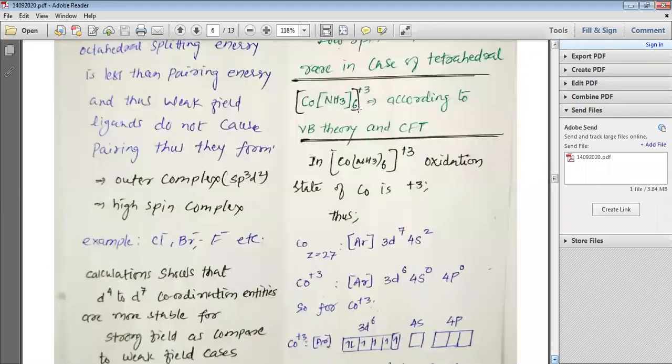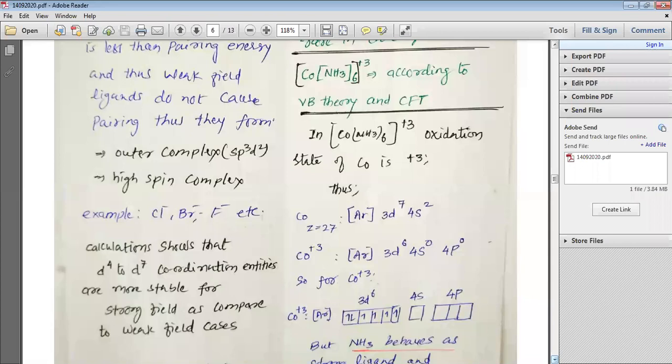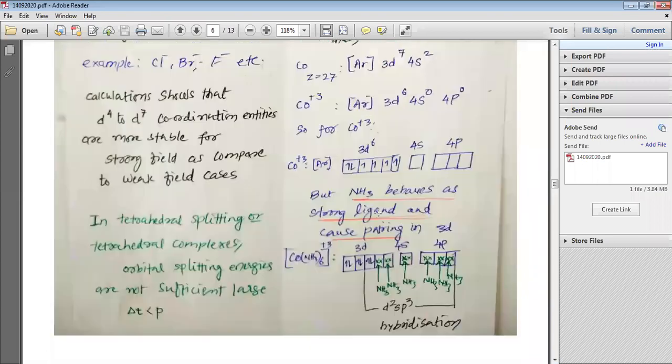Now we'll study Co(NH3)6 3+. According to valence bond theory and crystal field theory, in the complex Co(NH3)6 3+, my dear students, the oxidation state of cobalt is plus 3. Cobalt is argon 3d7 4s2, so cobalt plus 3 would be argon 3d6 4s0 4p0. Please remember that in Co(NH3)6 3+, ammonia behaves as a strong ligand and causes pairing.